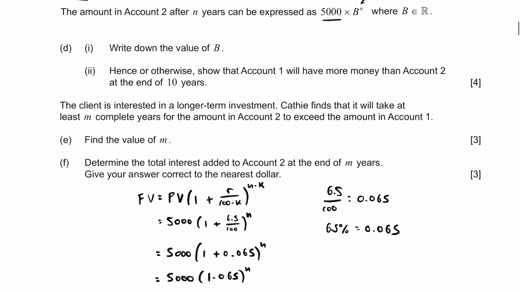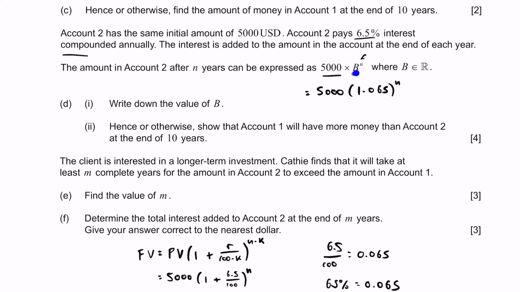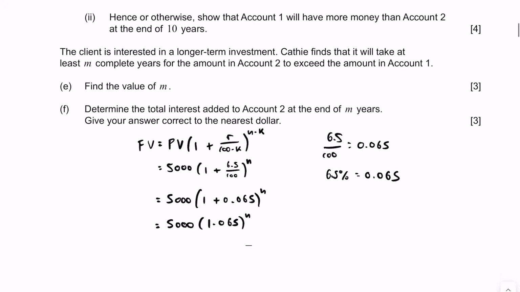And if we compare this right down here with what we have right here, we can see that b itself must be equal to 1.065. So write down the value of b. B itself is equal to 1.065. Okay, I think that's certainly one way to do it, and maybe the most familiar in some ways.